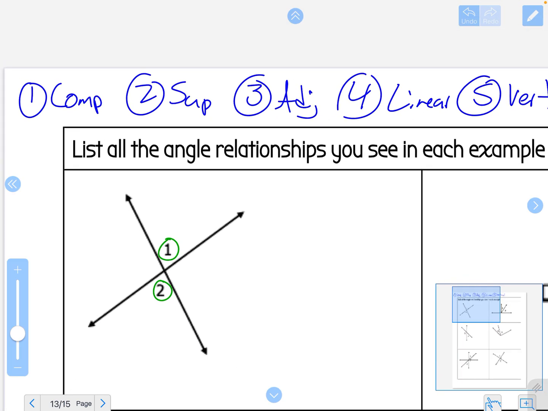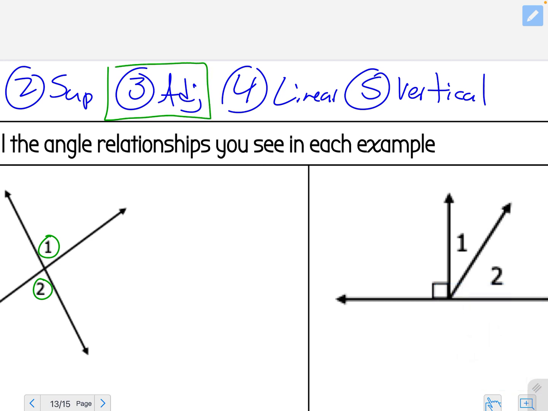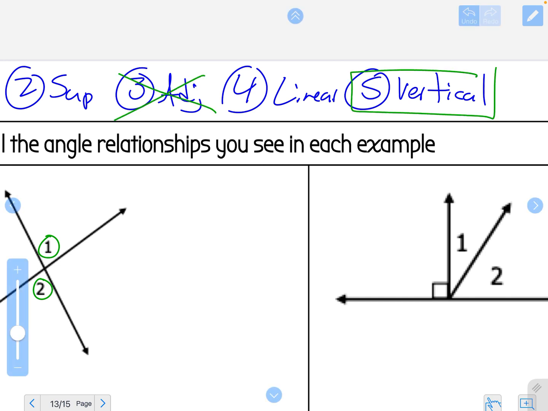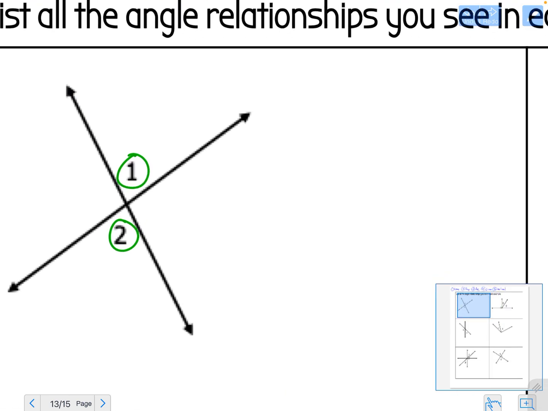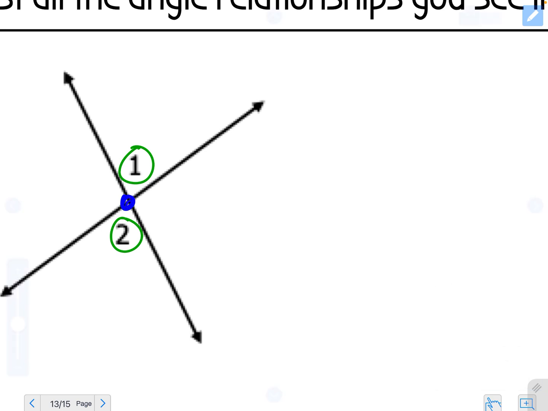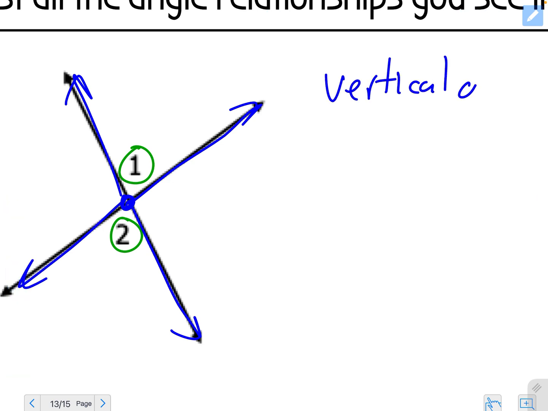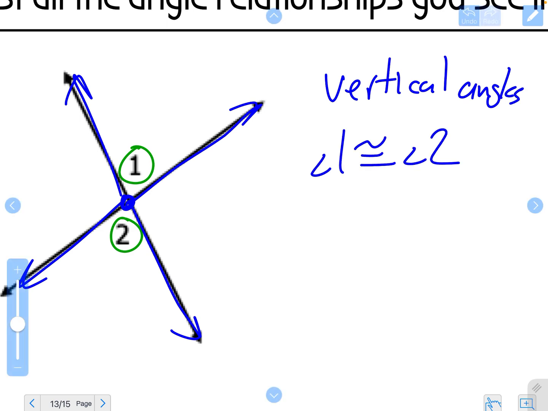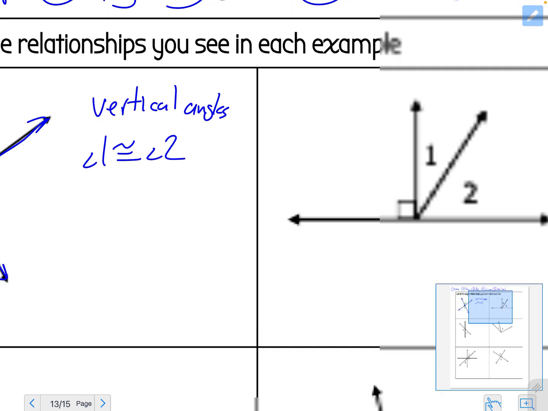So one real quick note, if a set of angles are adjacent, they cannot be vertical. If a set of angles are vertical, they cannot be adjacent. Those two are opposite definitions and they do not work together. So 1 and 2, they're going to share the same vertex, but they're made up of two pairs of opposite rays. So these are going to be vertical angles. And we know that angle 1 is going to be congruent to angle 2. We do not know if they're complementary or supplementary. We do not have enough information to tell us that.